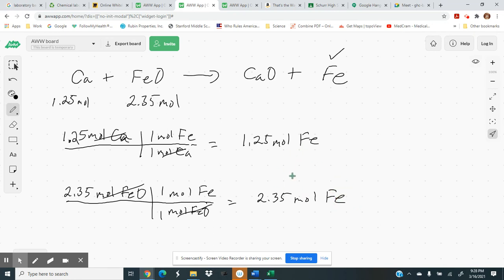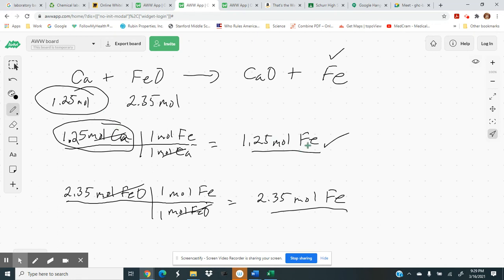So what this is saying here is that my 1.25 moles of calcium can make me up to 1.25 moles of iron. My 2.35 moles of FeO can make me 2.35 moles of Fe. So we would run out of calcium by the time we got to 1.25 moles. And after that, we can't make any more. We can make more Fe from the amount of FeO here. And remember, it really depends on how much the amount is. We could have switched them. And if you switch the quantities, then it would be the opposite result. So since this one is smaller than this one, this will be our limiting reactant. The calcium here will be our limiting reactant.